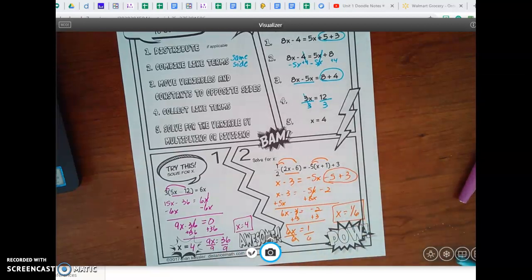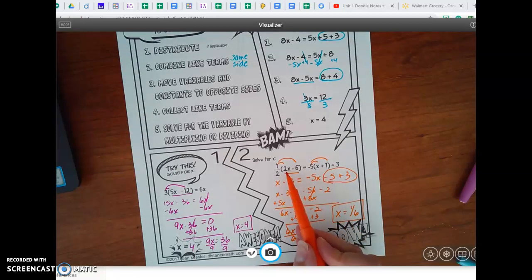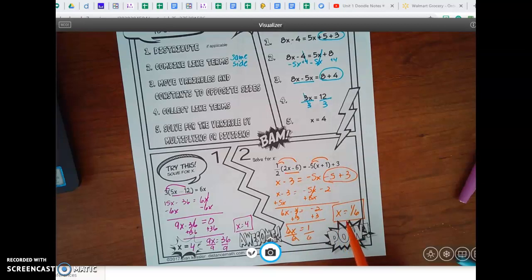Please leave that as a fraction. The reason you want to leave it as a fraction is that way you can plug 1/6 back into your equation to see if you get a true statement. If you change that to a decimal, you're not going to get an exact value.